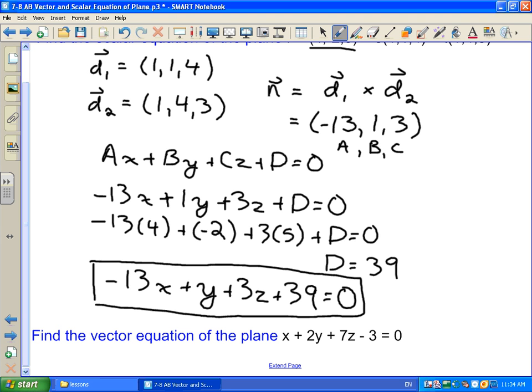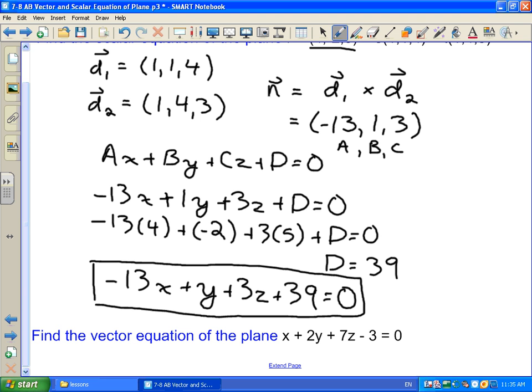So again, this is completely analogous to what we did for lines when we were doing scalar equations of lines. We found our normal, we subbed in the values of A and B for our normal, then we subbed in the point that we knew was on the line, we solved for the constant, and that gave us our scalar equation.